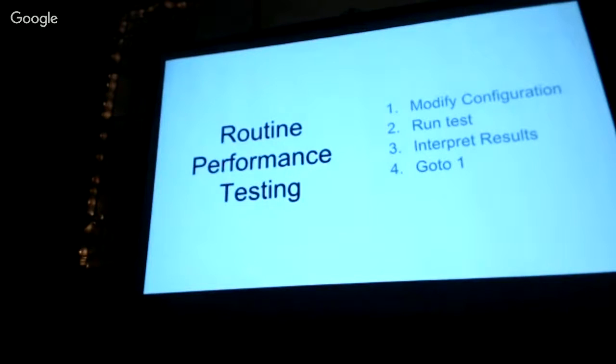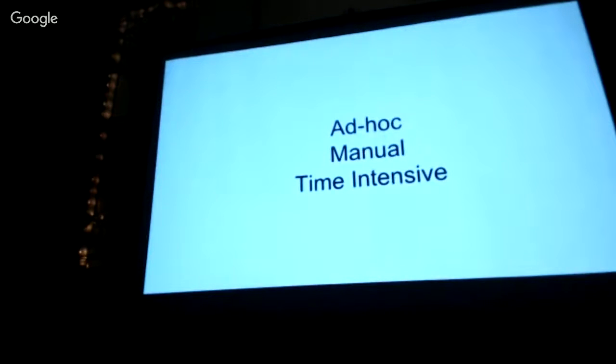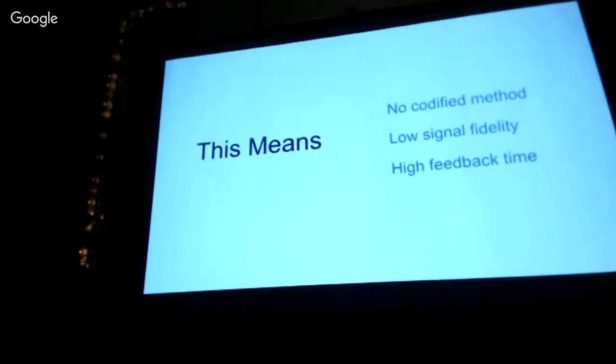So this is what we normally see. You go into a customer environment or the user does some testing. They do this over and over until they get tired. And the results are whatever they happen to do. It's a very reactive process based on what seems to be the problem at a given moment. There aren't really a lot of ways of capturing a way of interpreting and gathering results from one test environment. Time-intensive manual effort. We don't have a codified method. We have low signal fidelity because of that, and we have a high feedback time.